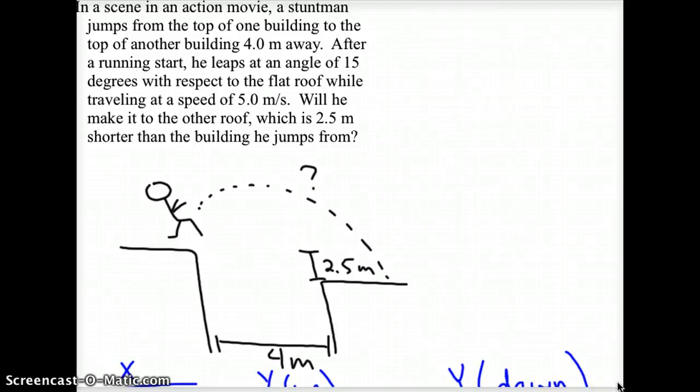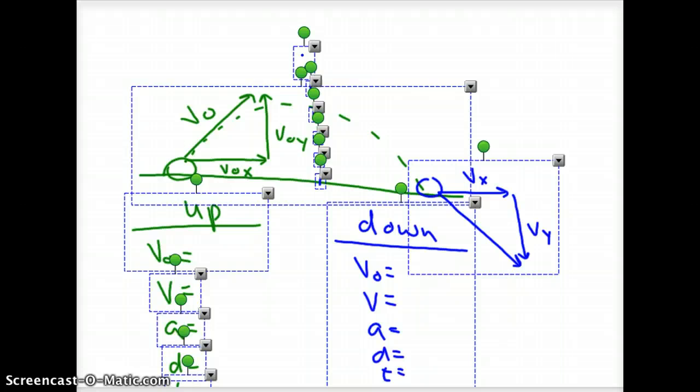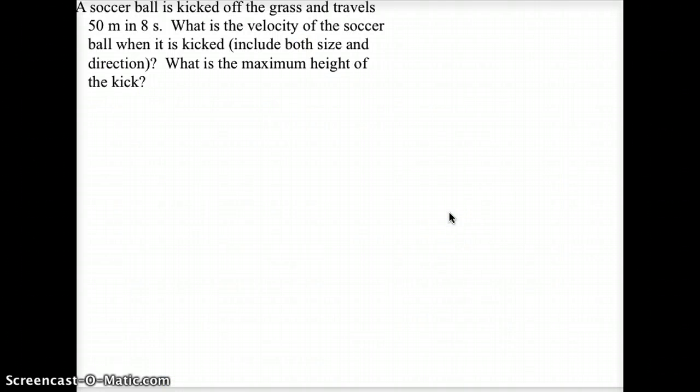Okay, so we just did the easiest problem there is for us to use, which is looking at half of a parabola. Now I want you to look at a whole parabola, a two-dimensional kinematics problem. Soccer ball is kicked off the grass and travels 50 meters in 8 seconds. What's the velocity of the soccer ball when it's kicked, including both the size and direction? What is the maximum height of the kick?